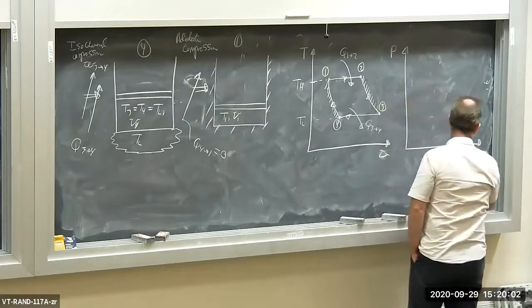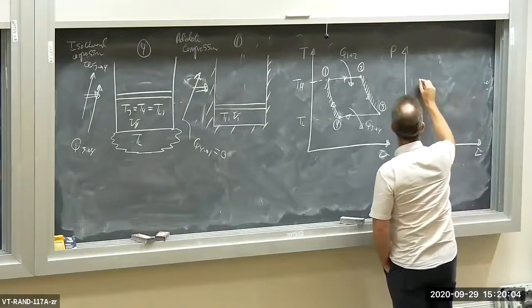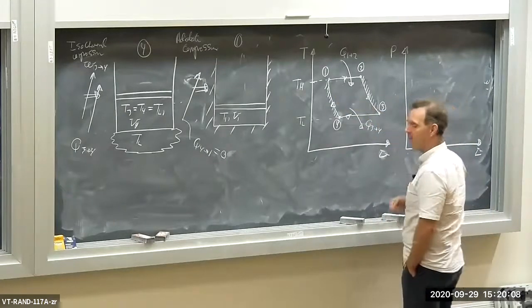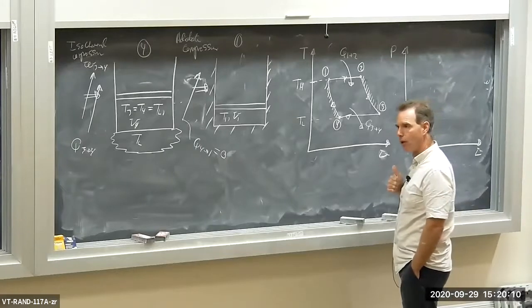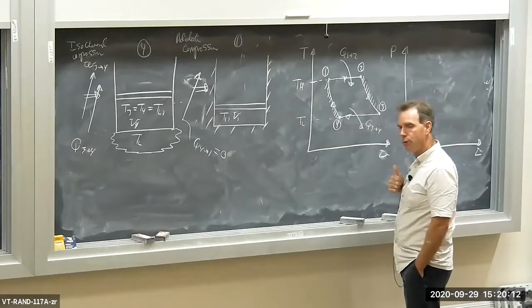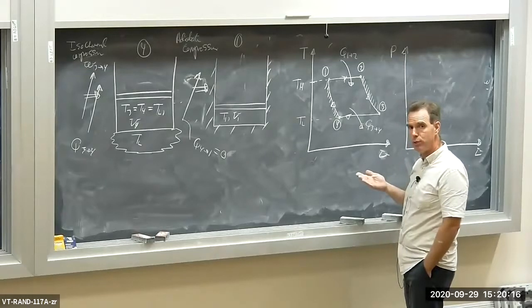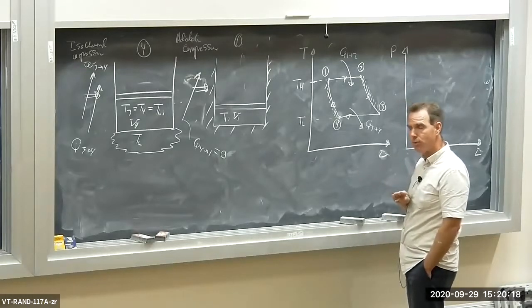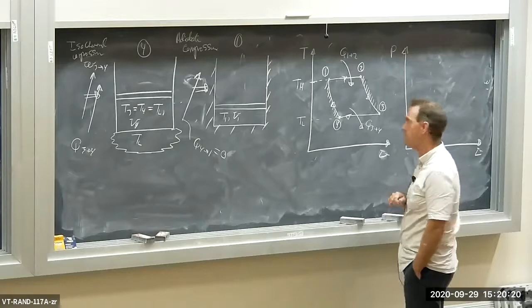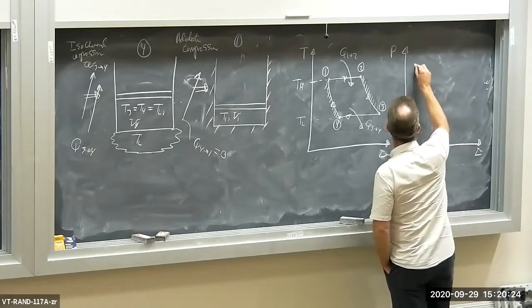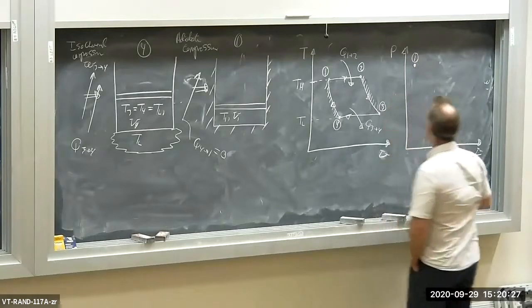Pressure volume. Well, the minimum volume occurs at state 1, and the maximum temperature is at state 1. Pressure is proportional to temperature and inversely proportional to volume. PV is equal to mRT. So state 1's got to have the maximum pressure. So there's state 1 right there.